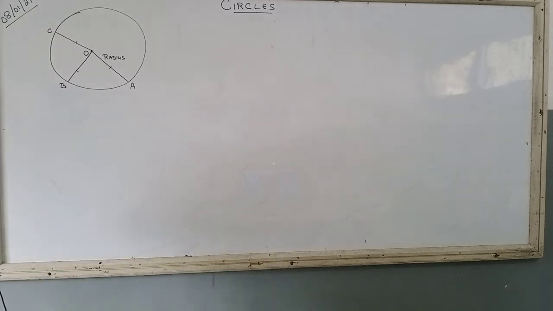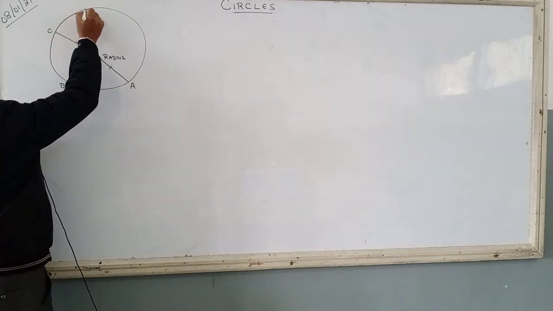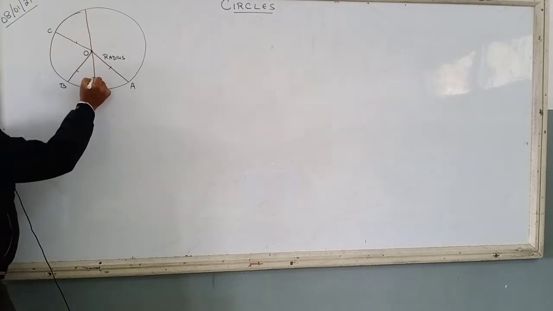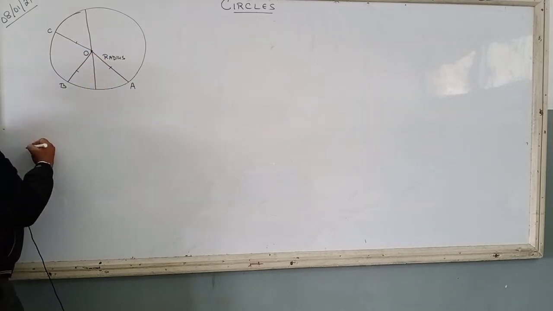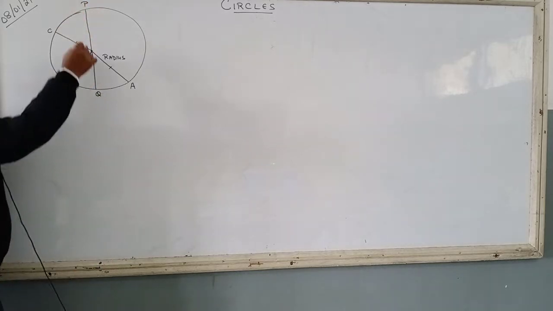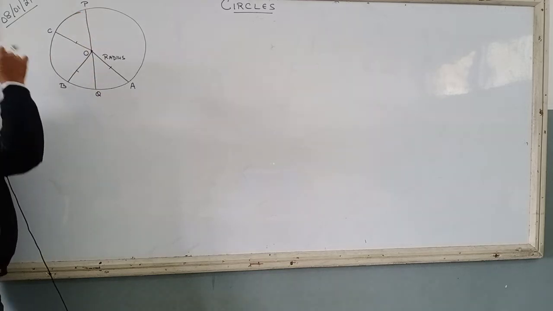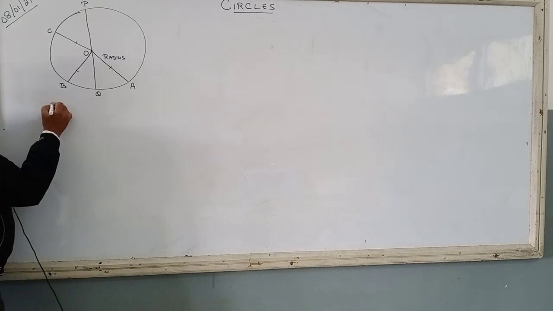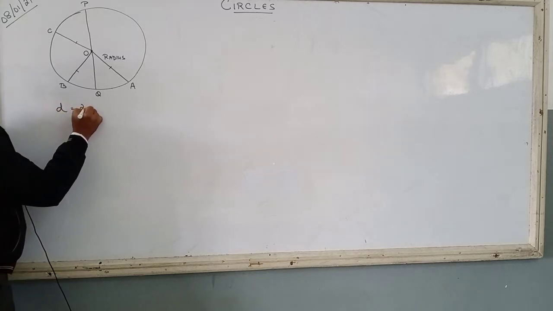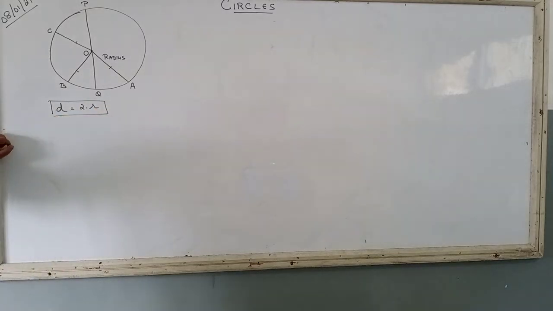Now, after this radius, you have another line segment joining 2 points on the circle and passing through the center. This is a line segment PQ. It is passing through the center and it is joining 2 points on the circle. This PQ is called the diameter of the circle. We know that diameter is double of radius. D is equal to twice of R. We know that. These are properties you have been doing in lower classes.